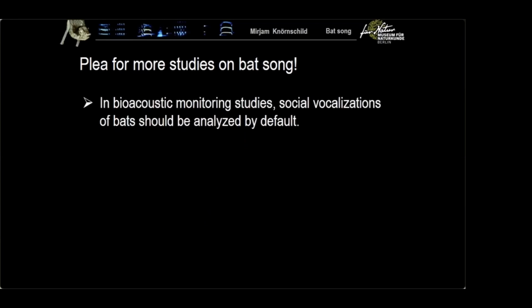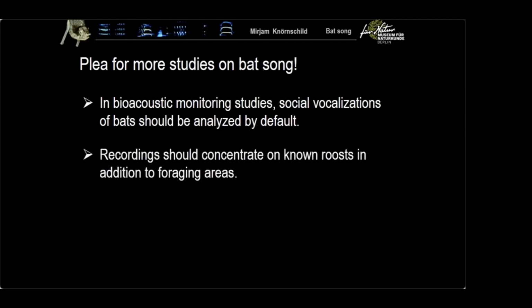So here are some suggestions of what I think would help us in our quest to study bat song. It would be great if, by default, bioacoustic monitoring studies would also analyze social vocalization. At present, some studies do that, but the majority focuses on echolocation calls for very understandable reasons. But I think we're losing a lot of knowledge by ignoring the social vocalizations in the way that a lot of people are still currently doing.